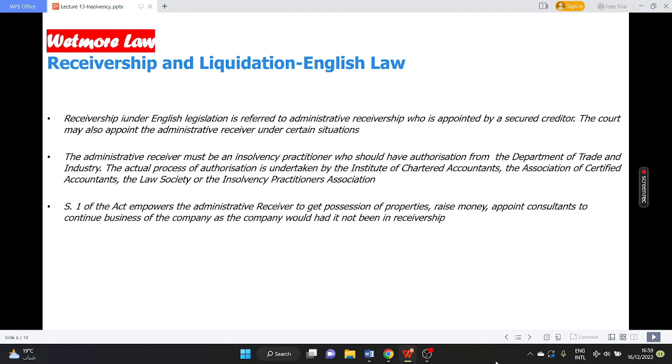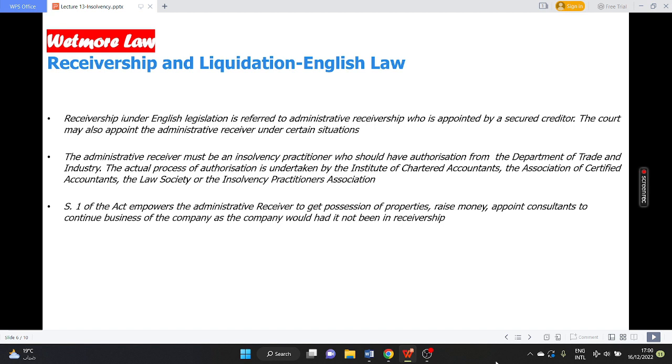Receivership and liquidation. Receivership in England and Wales related to companies refers to administrative receivership. The administrative receiver is appointed by a secured creditor. The receiver may also be appointed by court order under some situations. The administrative receiver has to be an authorized insolvency practitioner.